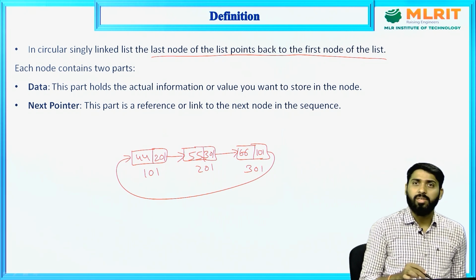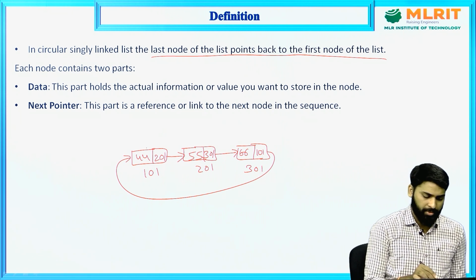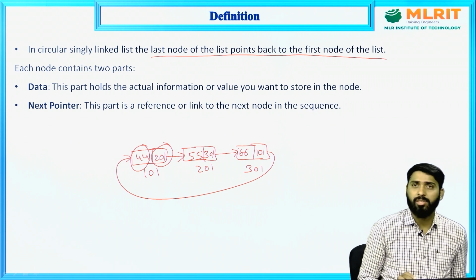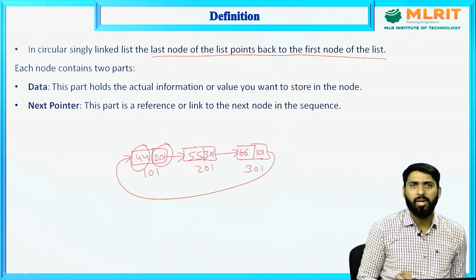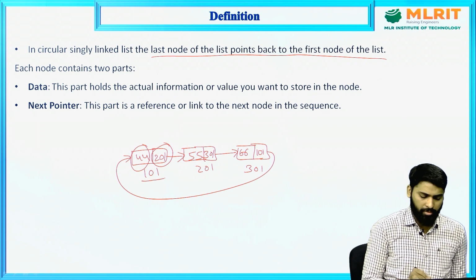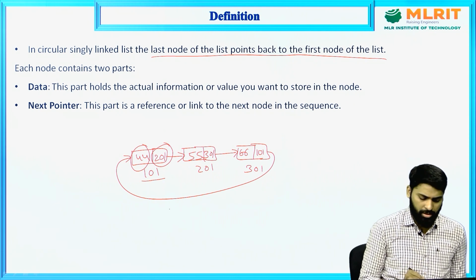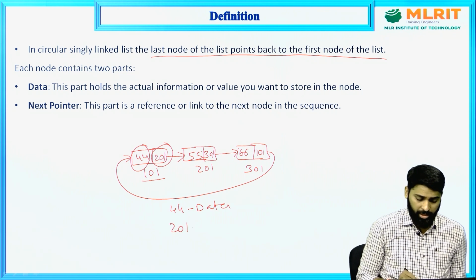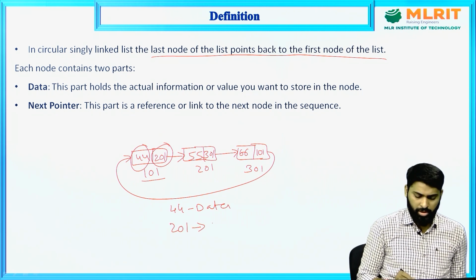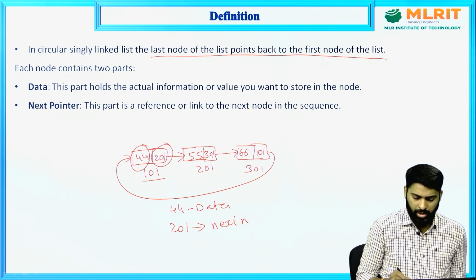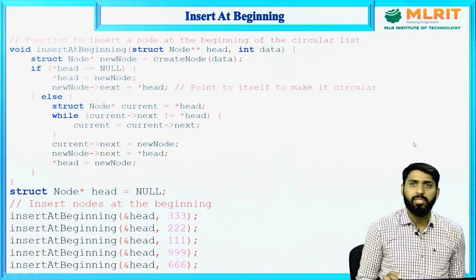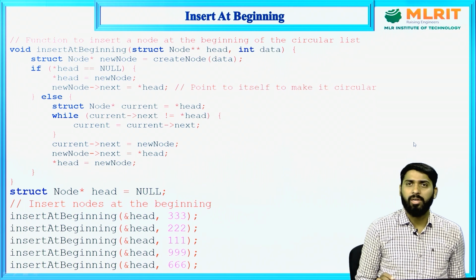Every node contains 2 parts. One is for data, another is to represent the next node address, the reference to the next link. If you consider the 101 node, in this node 44 is data and 201 is the next node address. First we are going to see how to insert a node at the beginning of the list.